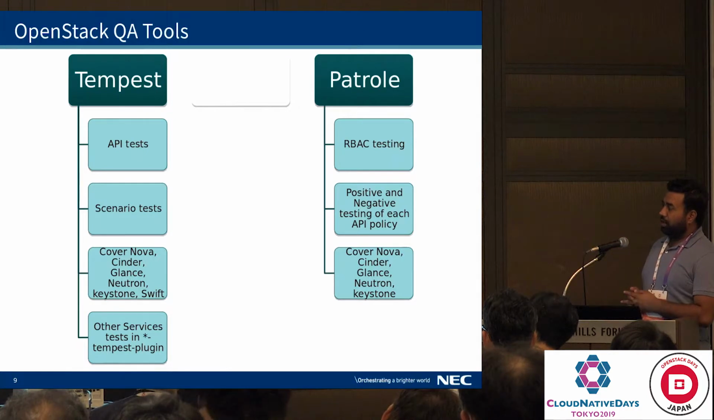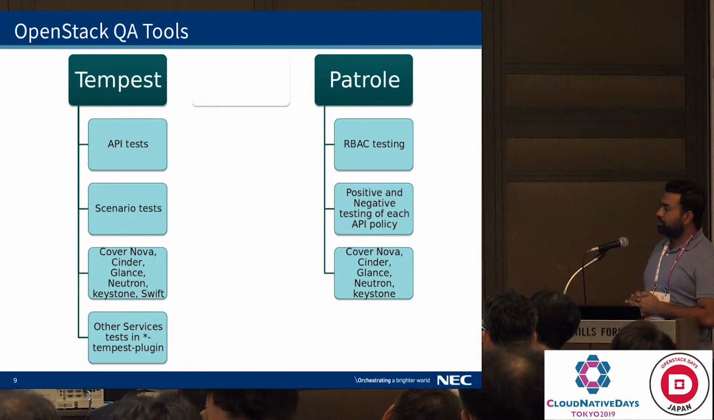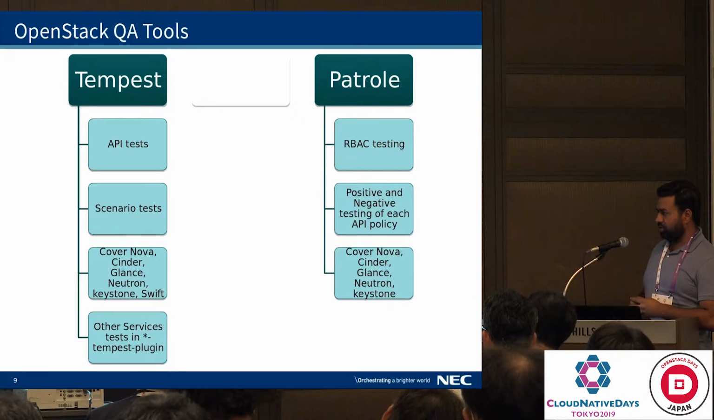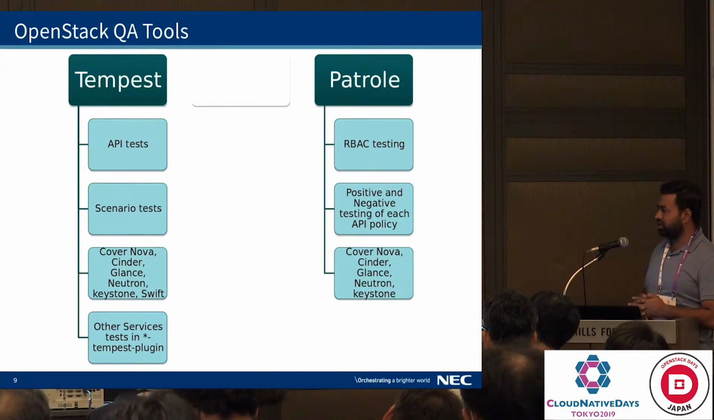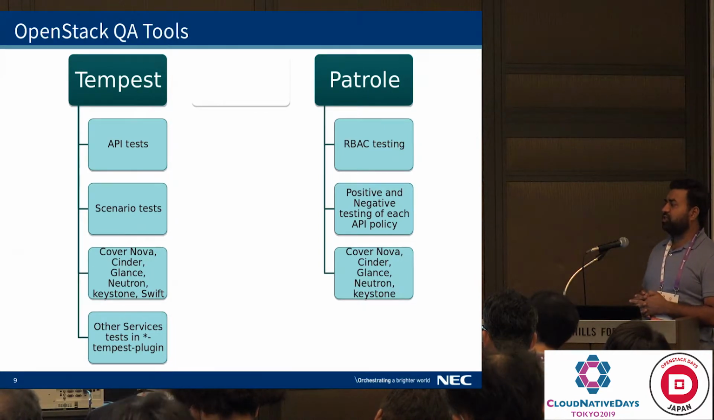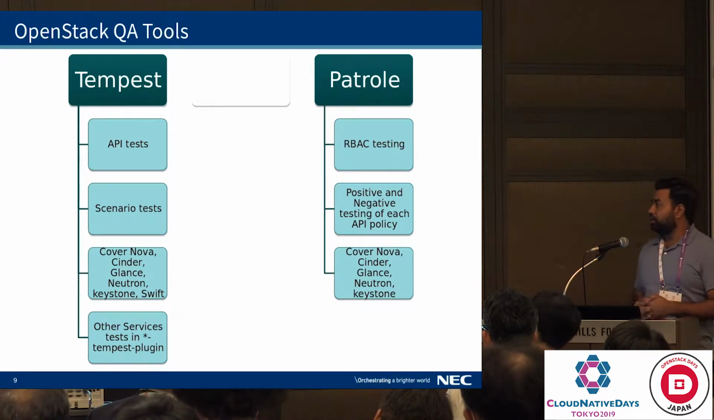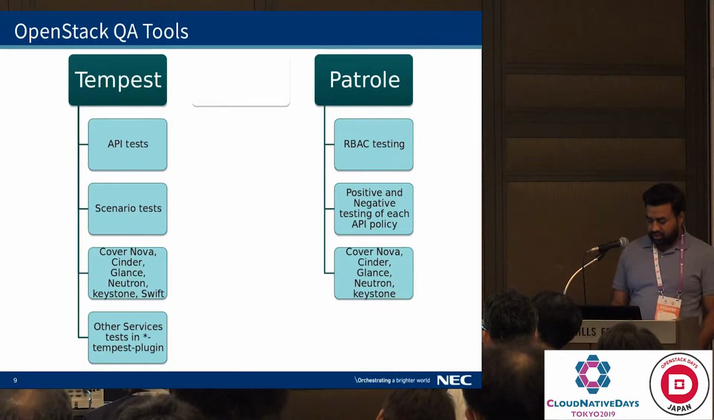Similarly, with Tempest, it currently has five service test cases: Nova, Cinder, Glance, Neutron and Keystone. Swift doesn't have a policy thing, so it doesn't have Swift test cases. And for other projects we have not implemented yet. So only the five projects it covers.